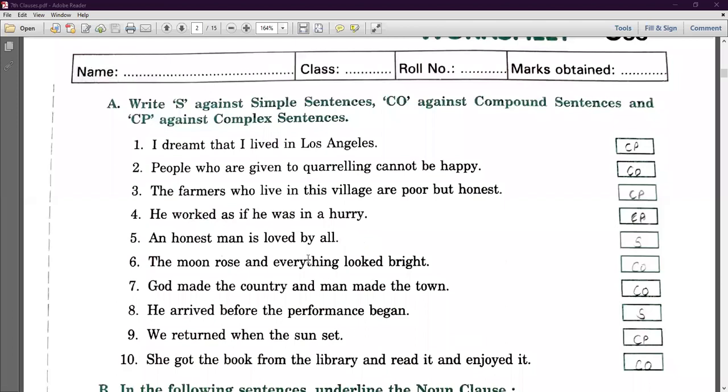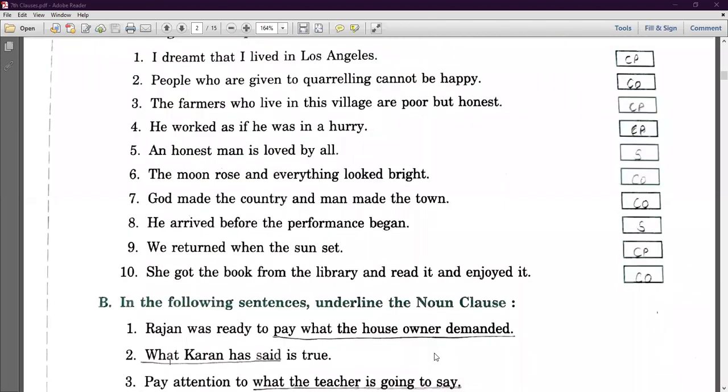The moon rose and everything looked bright. Compound sentence. God made the country and man made the town. This is again a compound sentence. He arrived before the performance began. Simple sentence. We returned when the sun set, complex sentence. She got the book from the library and read it and enjoyed it, compound sentence.